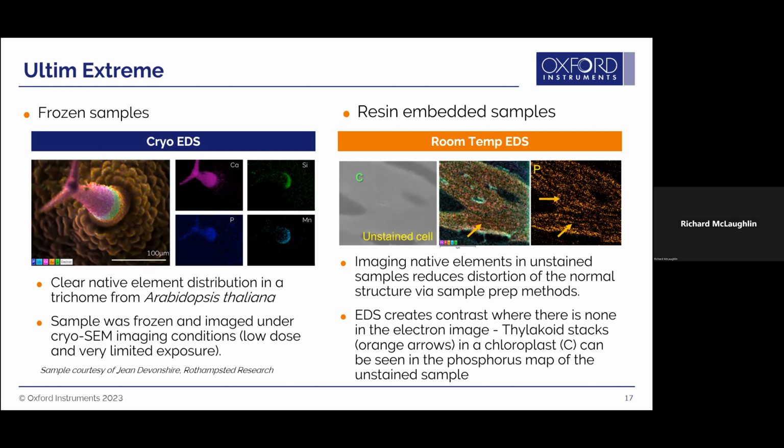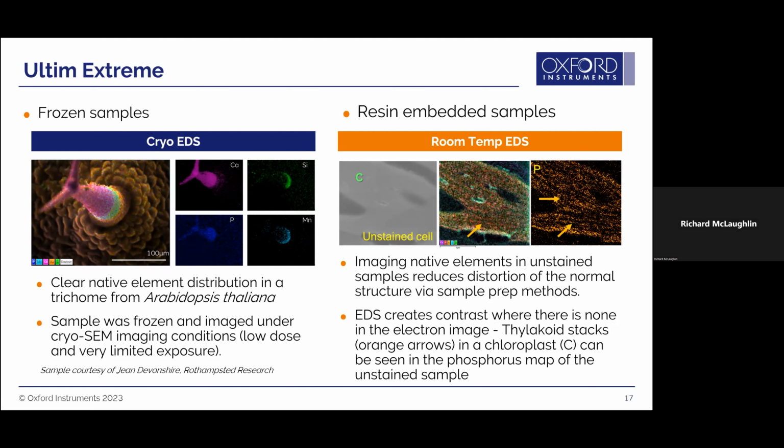So this sample has been frozen and then inserted into a cryo system, where the stage is actually frozen itself or is run at a very cold temperature. Still very delicate, and has to be analyzed using a low dose and very quickly. But under those conditions, we can still map elements and show where those elements are actually distributed without much damage to the sample.